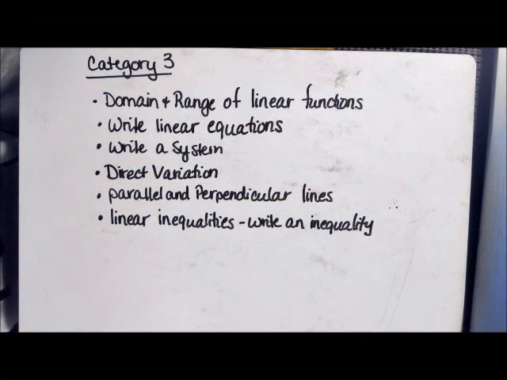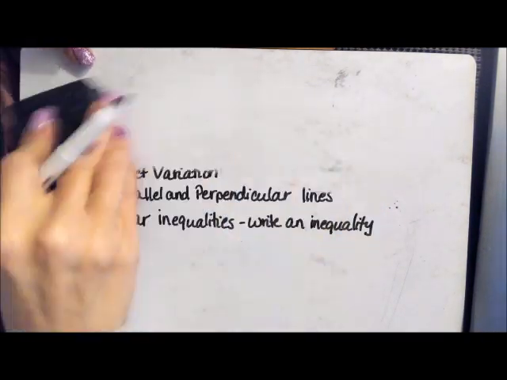Category 3, we have domain and range of linear functions, writing linear equations, writing a system, direct variation, parallel and perpendicular lines, linear inequalities, and writing the equation of those. So let's start off with domain and range.